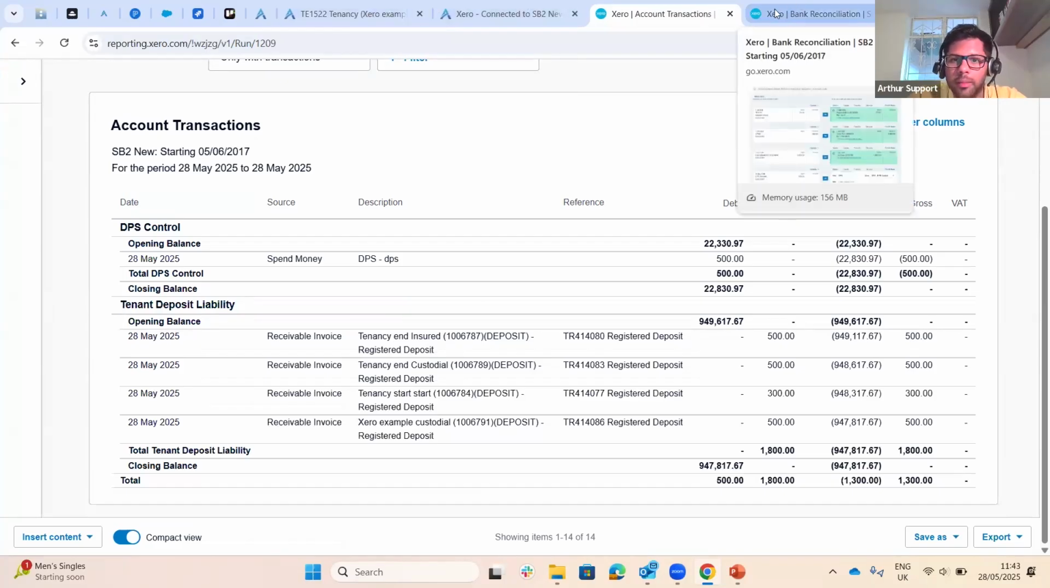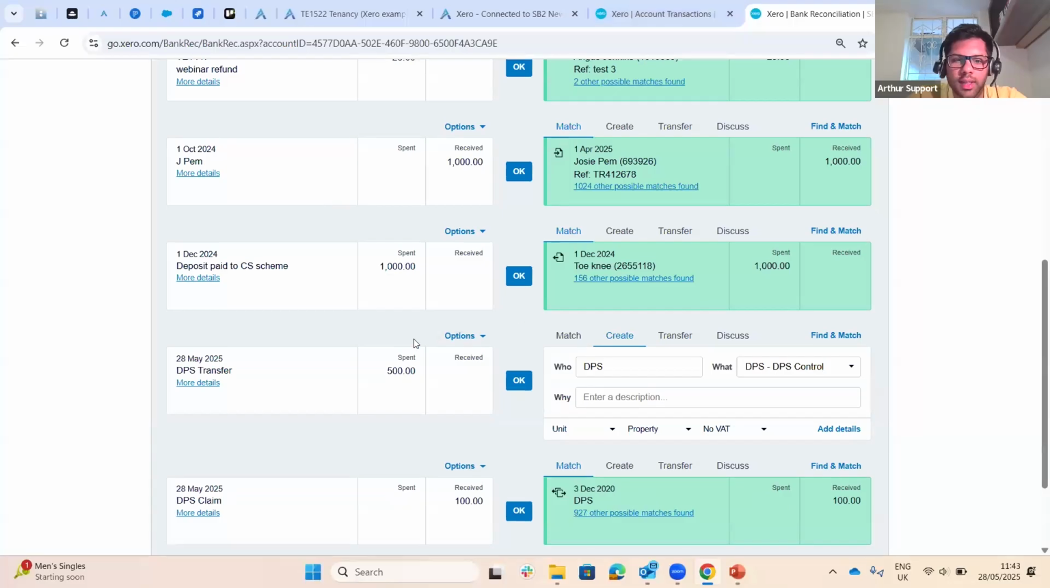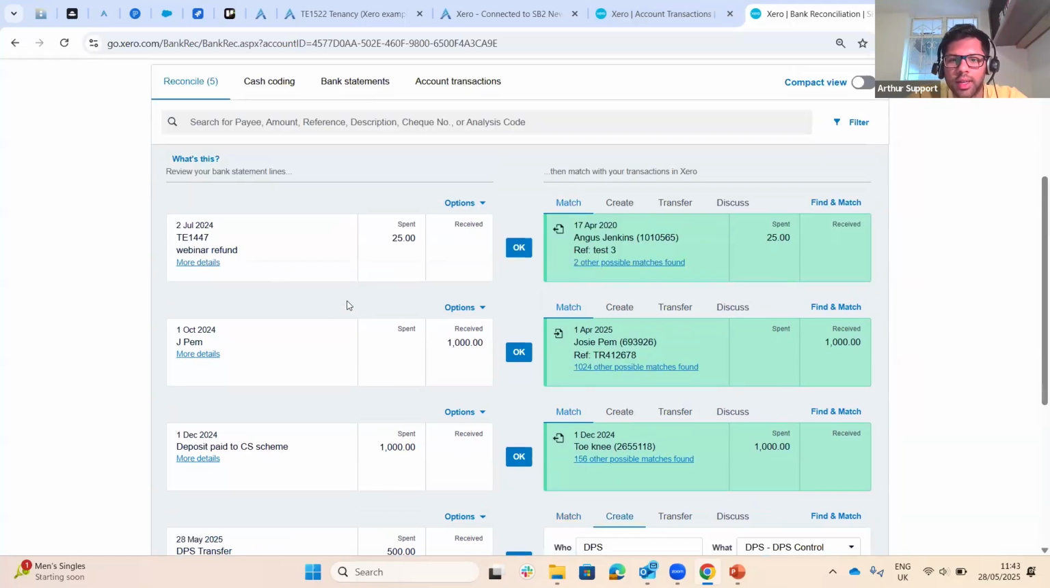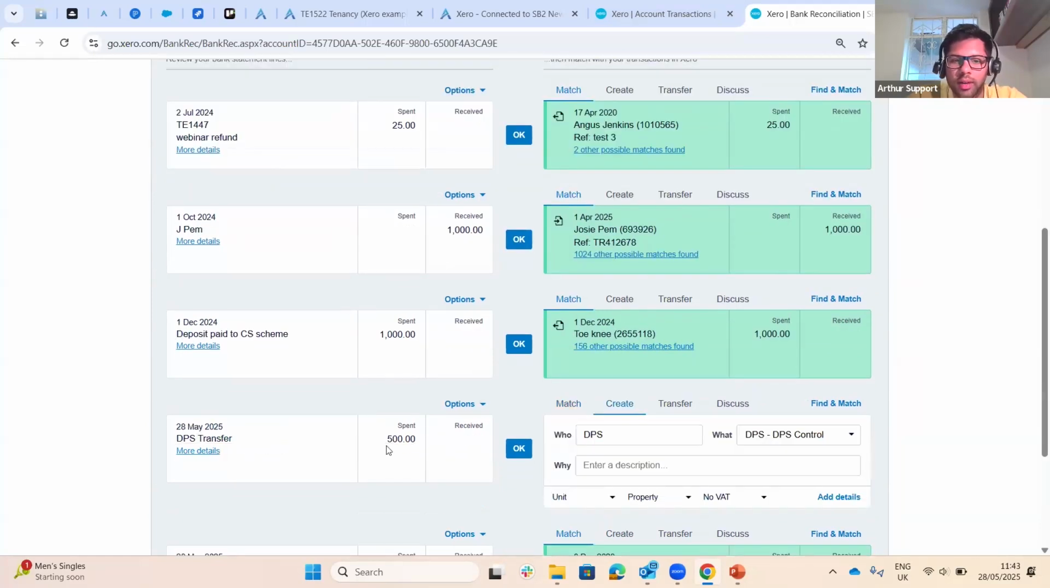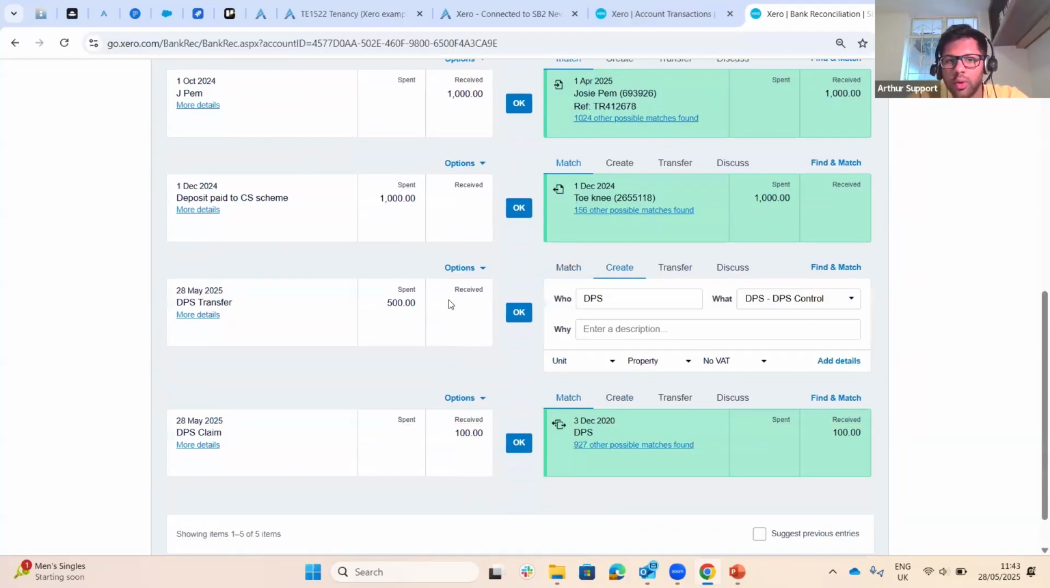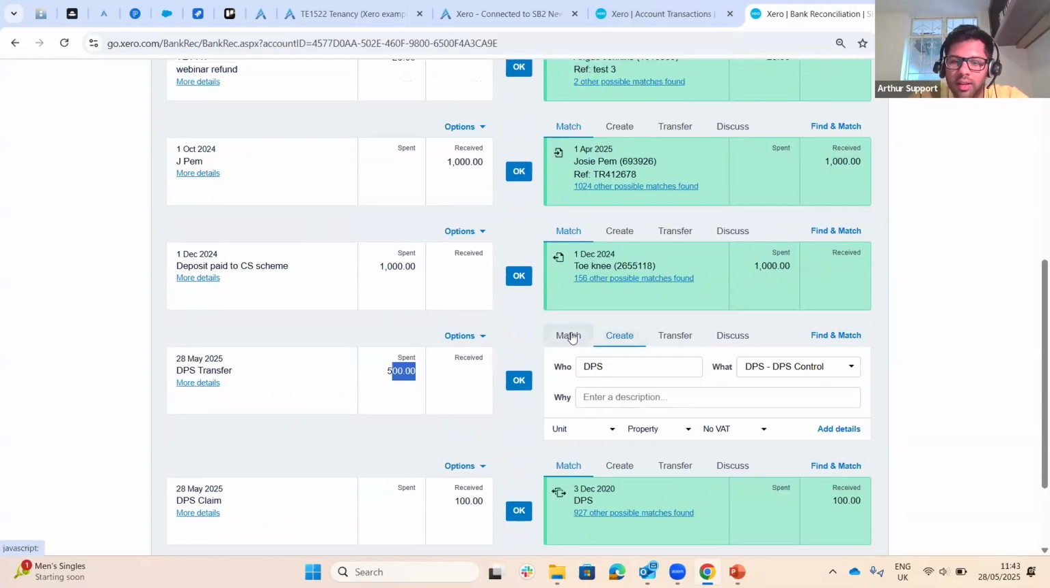However, once you've received the £500 from the tenant, in the custodial scheme the next step on Xero is to transfer that £500 to the custodial scheme. We looked at this briefly. The way you would always reconcile that money sent to the DPS is using the create function. So we're not matching that transfer against an invoice or a bill. It's a transfer, so we use the create function.